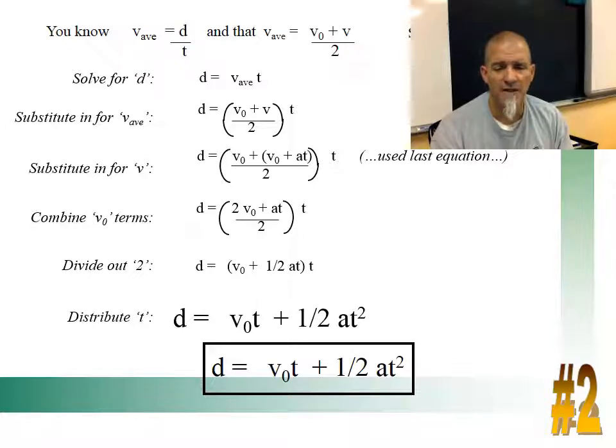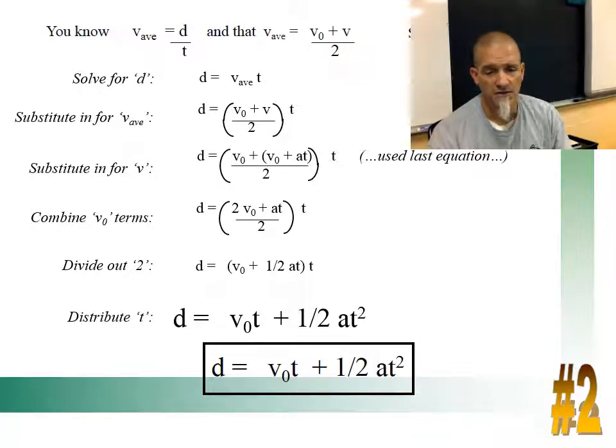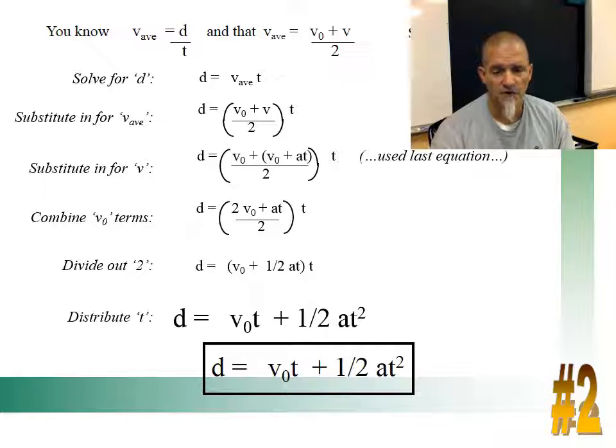And so if it's going faster, it's going to go this much further, 1/2 at squared further. Or if it's slowing down, it's going to go this much less. A is going to be negative, and so we're going to be subtracting this distance from the distance it would have gone. And so this is the equation that tells us how far an object goes that's traveling at some initial velocity and then accelerates. It goes this far, plus or minus an additional distance because it's speeding up or slowing down.